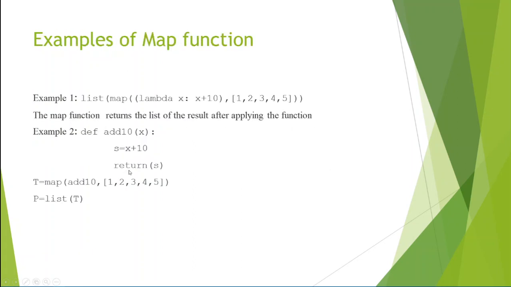Let us see with the help of an example. Here we are applying a lambda function. What this lambda function is doing is adding 10 to whichever argument is passed to it. For the map function, we have two parameters, the lambda function and the list which has 5 elements. Now this lambda function will be applied to each and every element of this particular list.